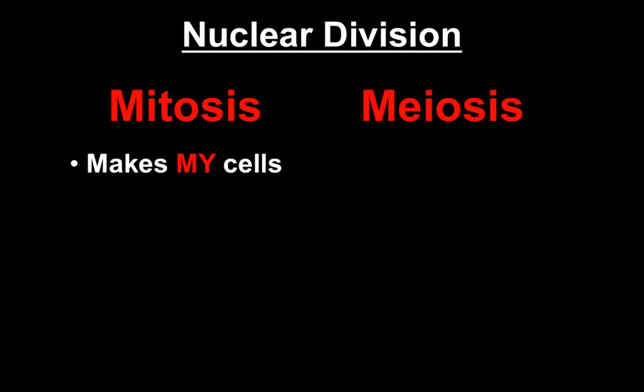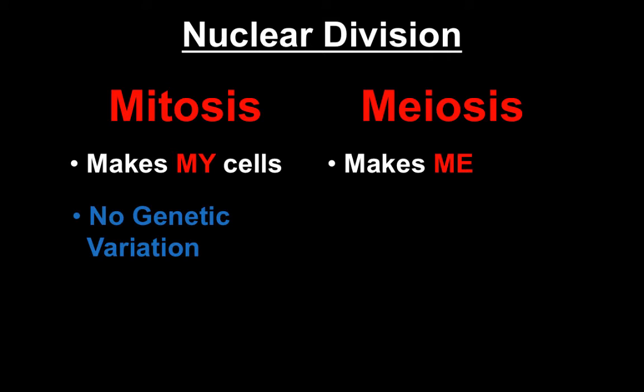And that is just making all of my normal cells within my body. Meiosis, however, is used to make me. We're all products of sexual reproduction. Meiosis is what's going to make my egg cells and sperm cells, and so that's what's involved in making me.